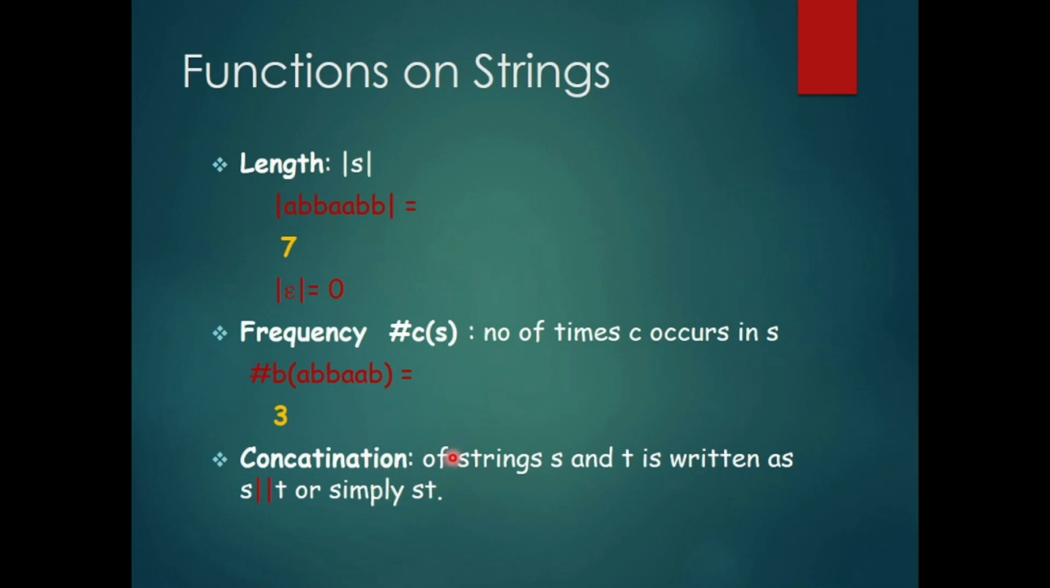Next one is concatenation. Concatenation of strings S and T is written in this way, or it can be simply written as ST, where I concatenate S and T. For example, if S is equal to automata and T is equal to theory, then ST gives me automatatheory without space, right? And one important property of concatenation is that it is associative. So if I have 3 strings A, B, C, then A concatenated with BC is equal to AB concatenated with C.